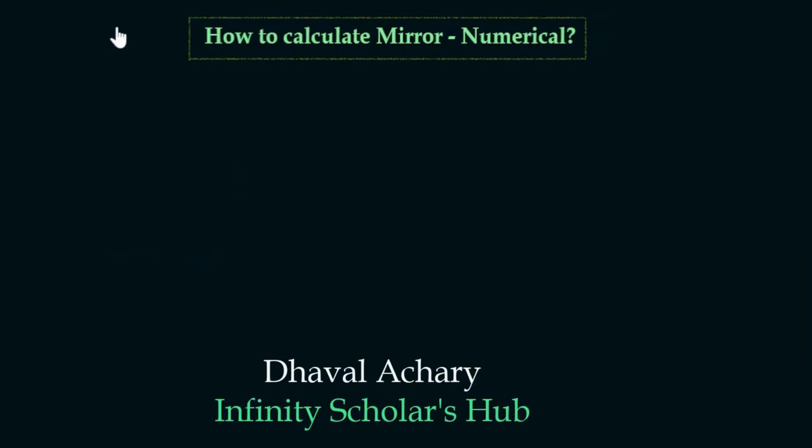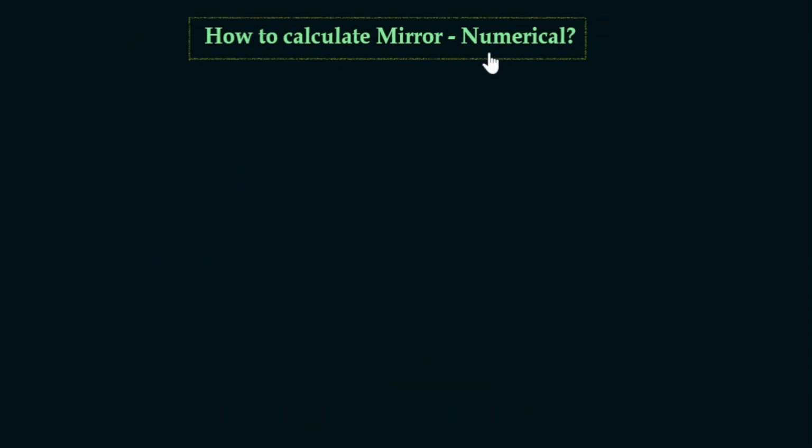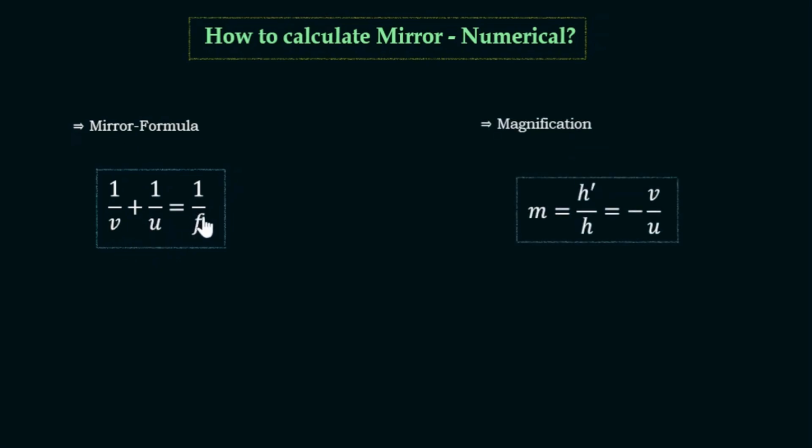In this particular video, we are going to solve the mirror numerical, which are associated with the class 10 science light chapter. So first of all, we should know the formulas associated with this kind of numerical. Our first formula is the mirror formula, which is 1 by V plus 1 by U equals to 1 by F. And our second formula is about magnification, which gives how much the image is enlarged compared to the object. This formula is given as M equals to H dash by H equals to minus V upon U, right?